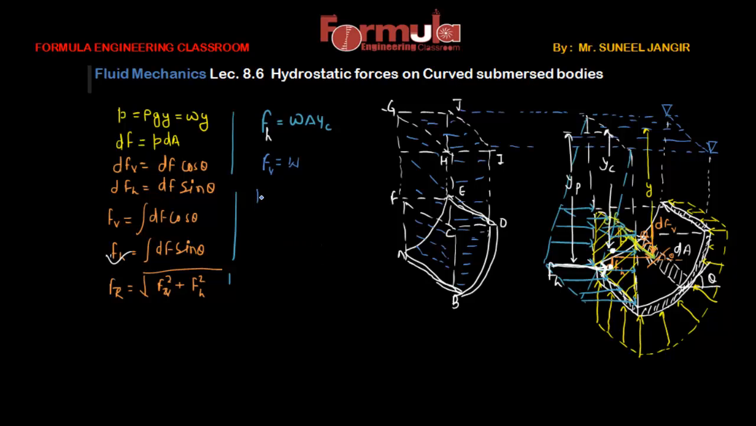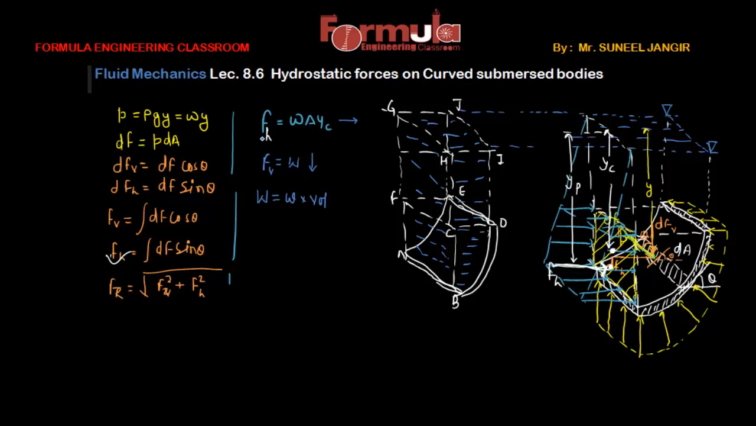The weight of this fluid will be equal to the specific weight of the fluid times the volume. The volume will be this much. We multiply this volume by the specific weight of the fluid, and then we can calculate this weight. So this weight is equal to the vertical force. This vertical force is acting in the downward direction in this case. Now this FH is acting in this horizontal direction.